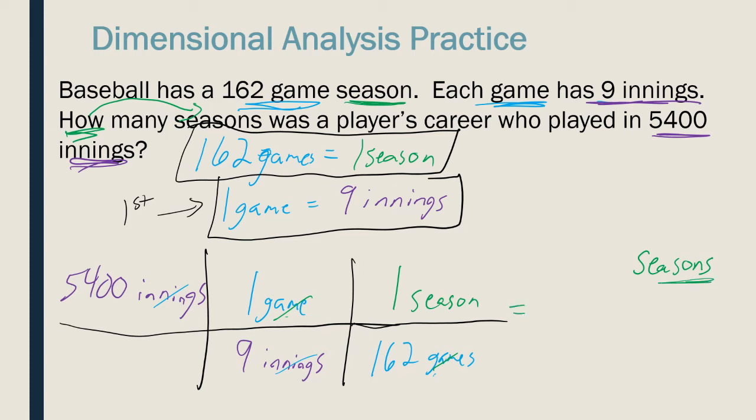Then we're going to multiply across the top. So 5,400 times 1 is 5,400 still. And then 9 times 162 is 1458. And then we're going to divide those. And so we'll get 3.7 seasons as our answer.